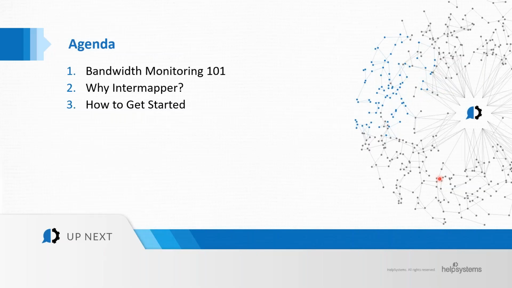So our agenda today, we'll talk about bandwidth monitoring and the different aspects of bandwidth monitoring. We'll talk a little bit about our solution, Intermapper software, and what we can do and how we can support this bandwidth monitoring. And then we'll give you an idea of how we can get started with the application to help you get a better understanding of how your bandwidth is being used.